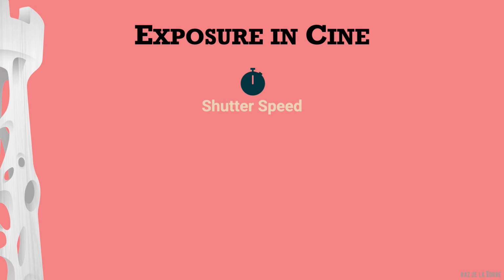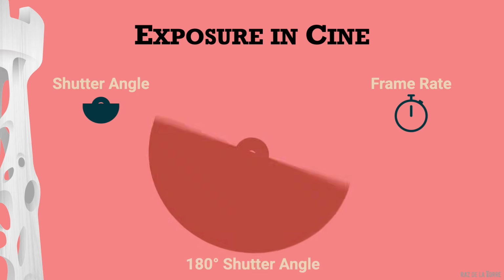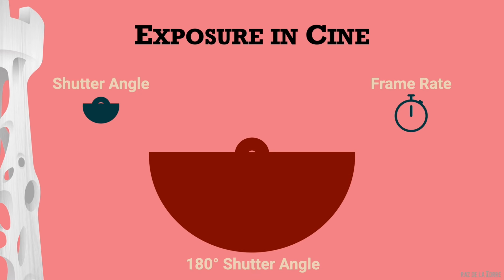In still photography, we control exposure using the exposure triangle: aperture, ISO, and shutter speed. Shutter speed determines how long the sensor or film is exposed to light, measured in fractions of a second, like 1/60 or 1/500. In cinema, we replace shutter speed with shutter angle because the rotary shutter disc doesn't open and close like a curtain. It spins continuously, exposing each frame only during its open arc.